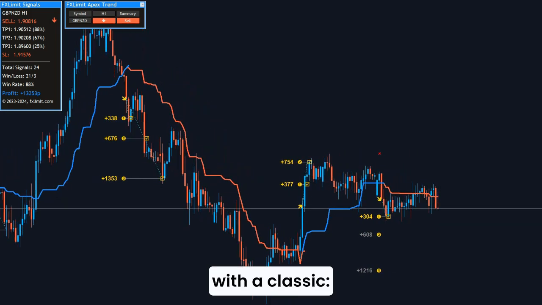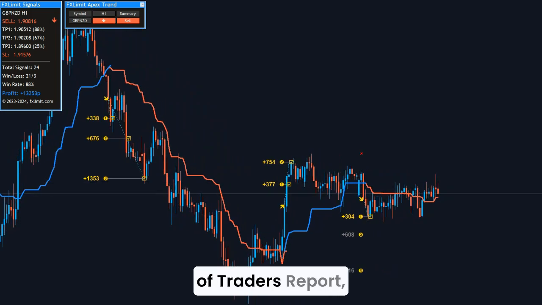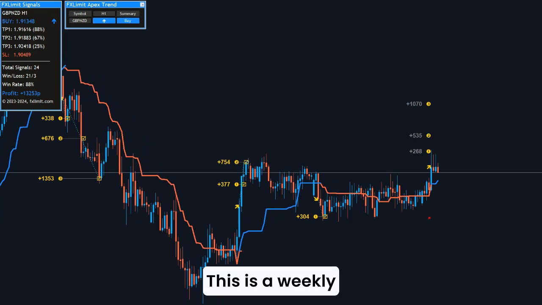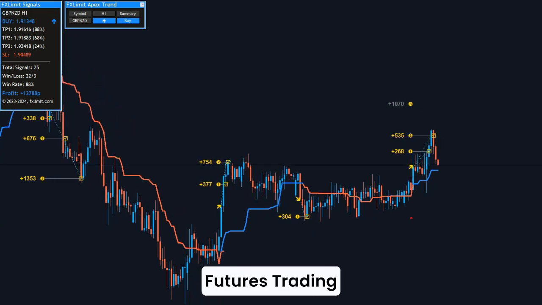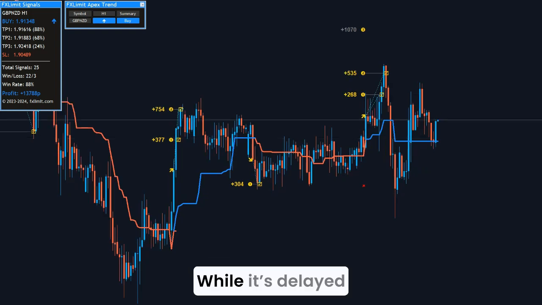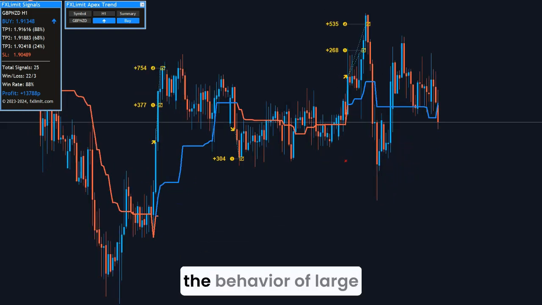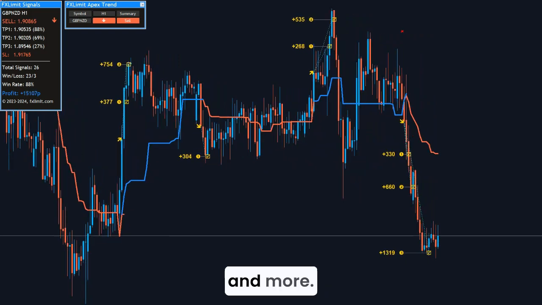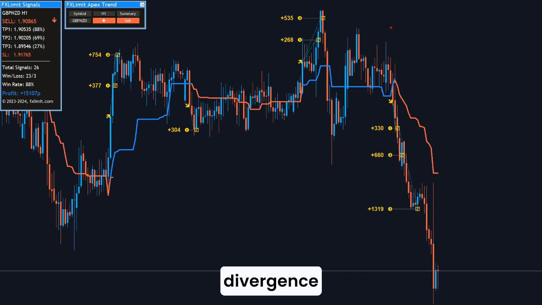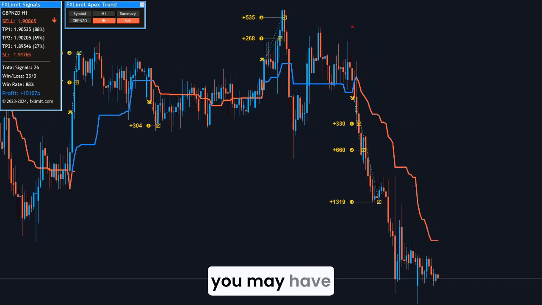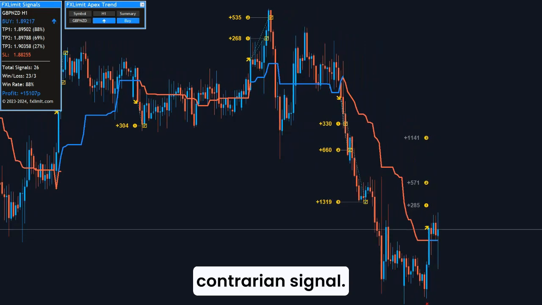Let's start with a classic, the Commitment of Traders Report, or COT. This is a weekly publication from the Commodity Futures Trading Commission showing the positions of institutional traders. While it's delayed data, it reveals the behavior of large players, hedge funds, commercial hedgers, and more. If you spot a major divergence between institutional positioning and market price, you may have a powerful contrarian signal.